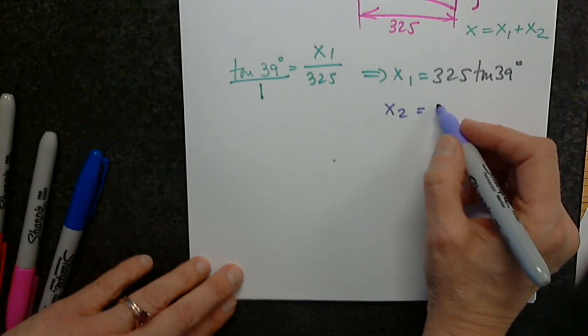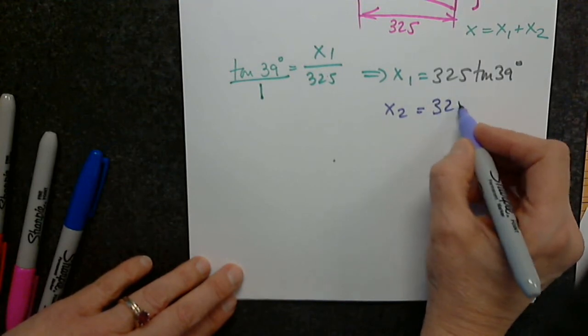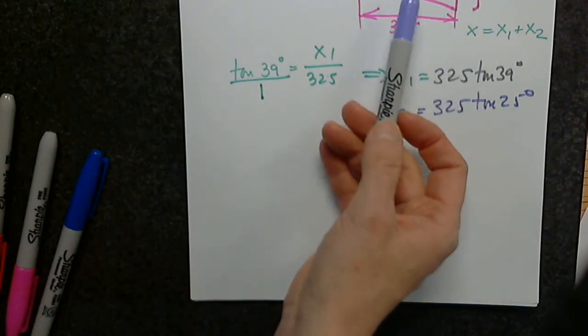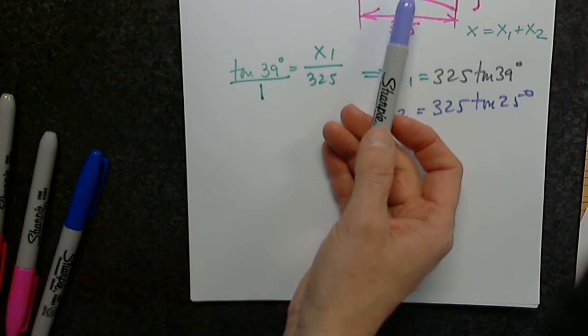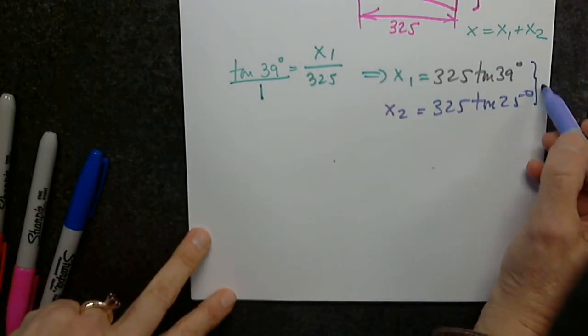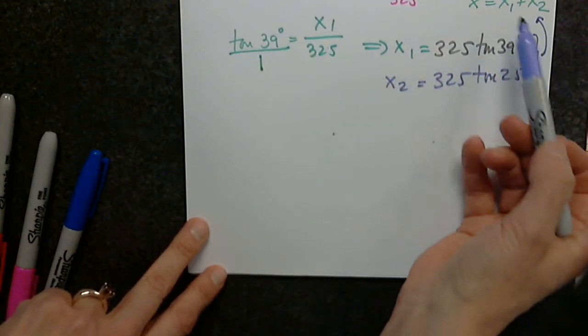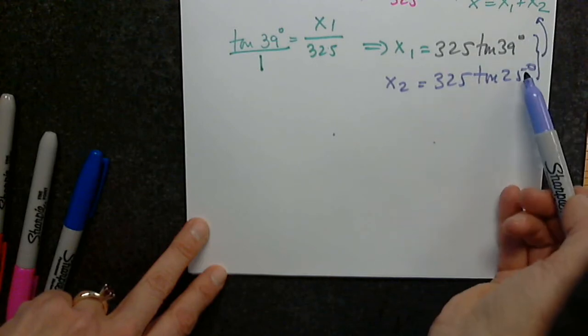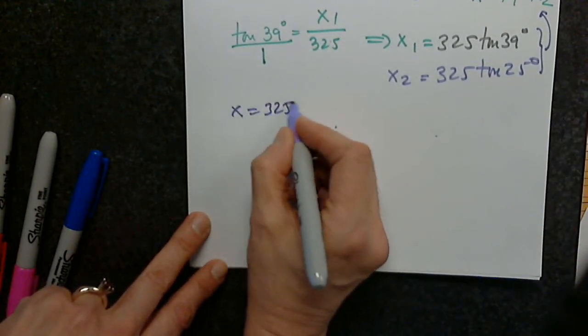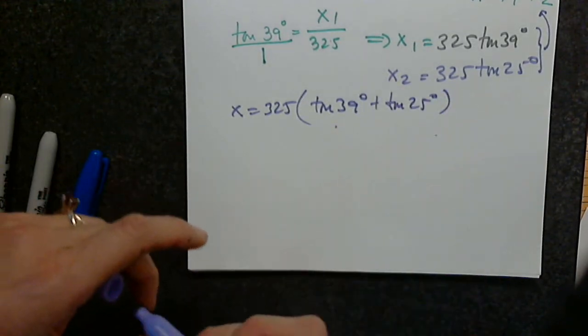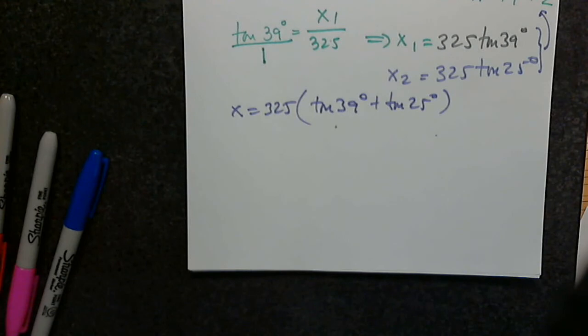It's 325 times tangent 25. Everything is the same, correct? I still have the opposite over the adjacent. And now I can put these in the relationship I'm interested in determining. So I have this piece, it's here. I have this piece, it's here. So x equals 325 tangent 39 degrees plus 20 tangent 25 degrees. Remember, you cannot touch these. You cannot do anything to them. I only factored out 325.